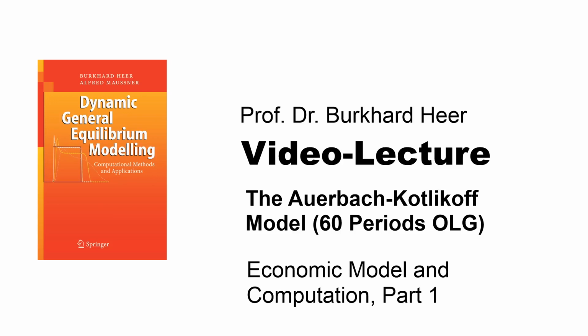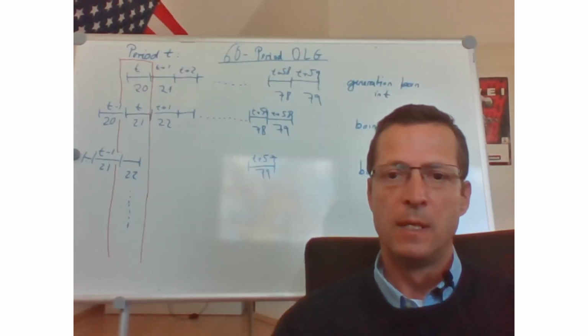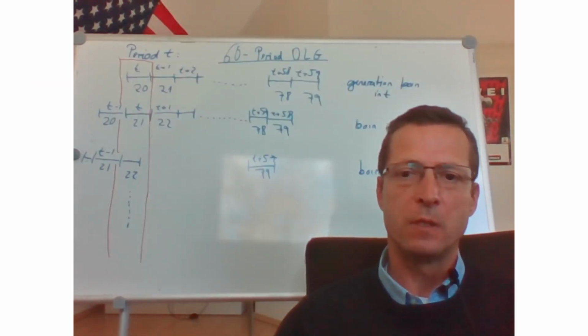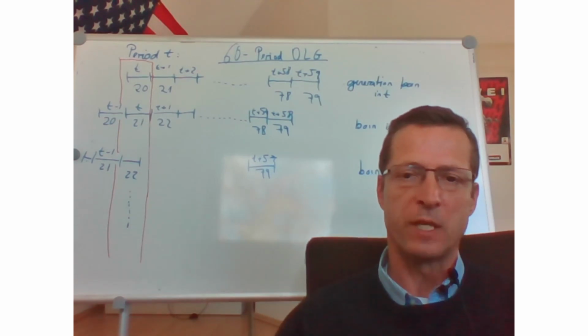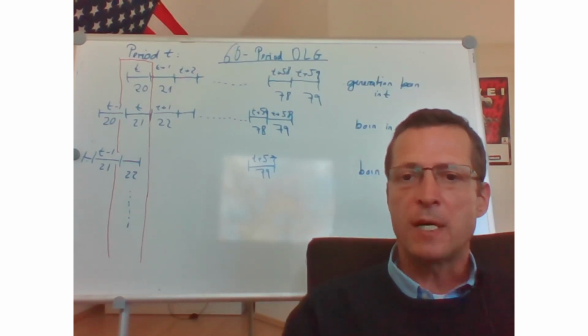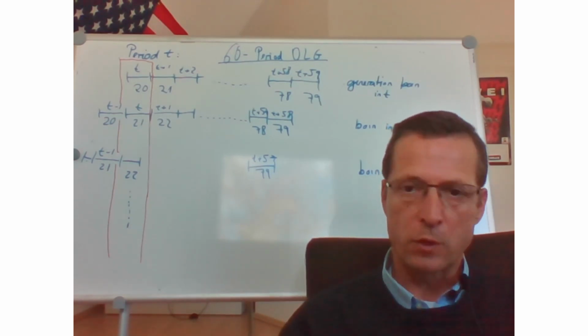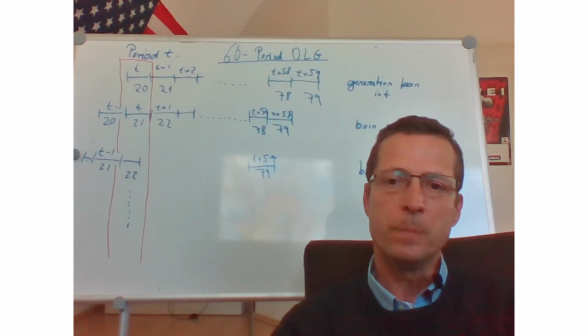The Auerbach-Kotlikoff Model, Economic Model and Computation, Part 1. Hello and welcome to this tutorial on the Auerbach-Kotlikoff Model, a 60-period overlapping generations model. This is part of a graduate course on social security and dynamic general equilibrium.